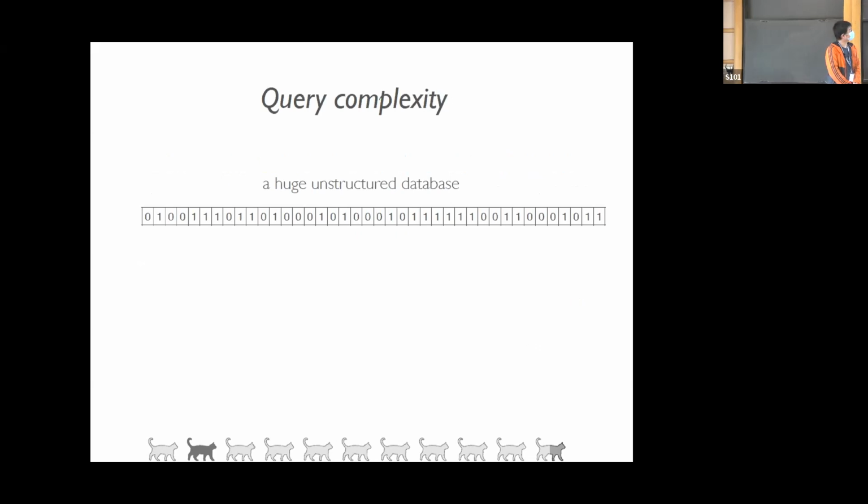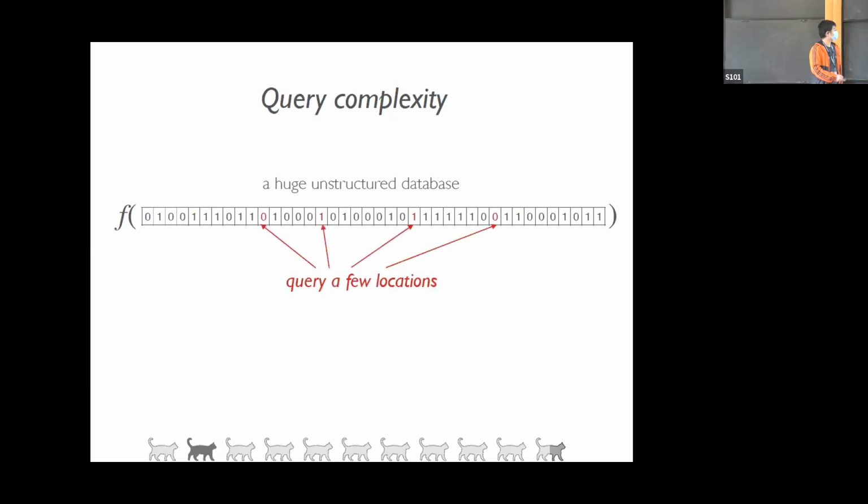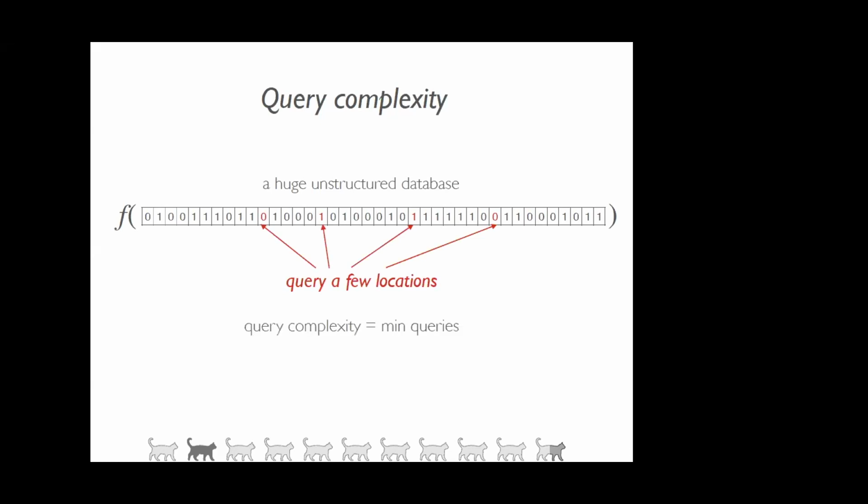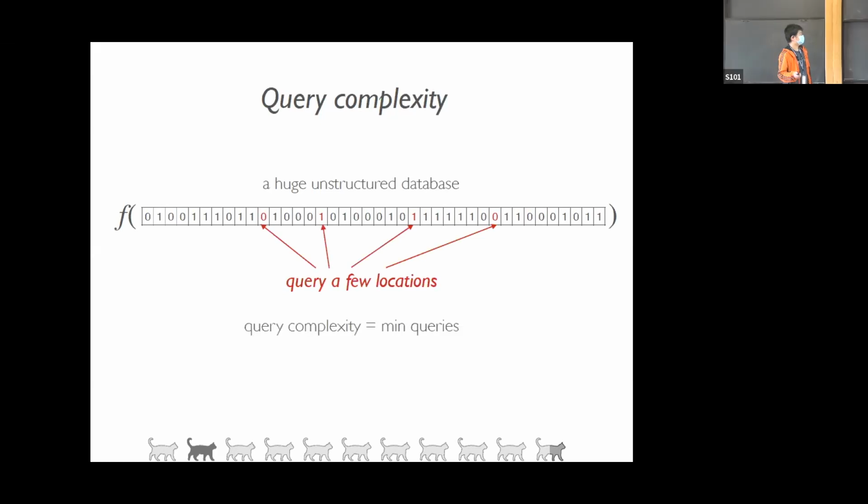Suppose that we have a very large database of 0s and 1s, and we want to compute some Boolean function f on this database. The issue is that it is too expensive to read the entire database, so we want to just probe a few locations and know the value of f. So informally, query complexity is just the minimum number of queries that we need to know the value of f.